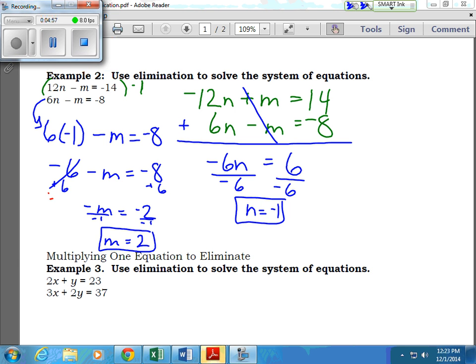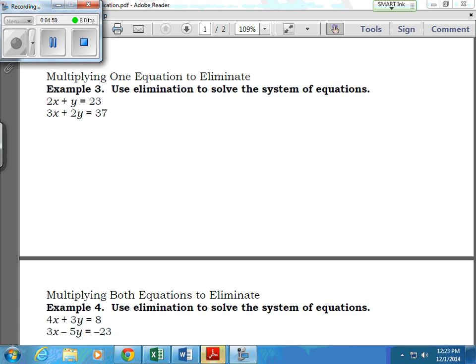All right, example 3, it's not going to be so easy that I just have to multiply by -1. I have a 2x and a 3x. Those are kind of close. I can't really get the x's to cancel out without messing with both of them. But on the y's, I can multiply the top equation by -2, and that'll give me a -2y, and so the y's will zero out.